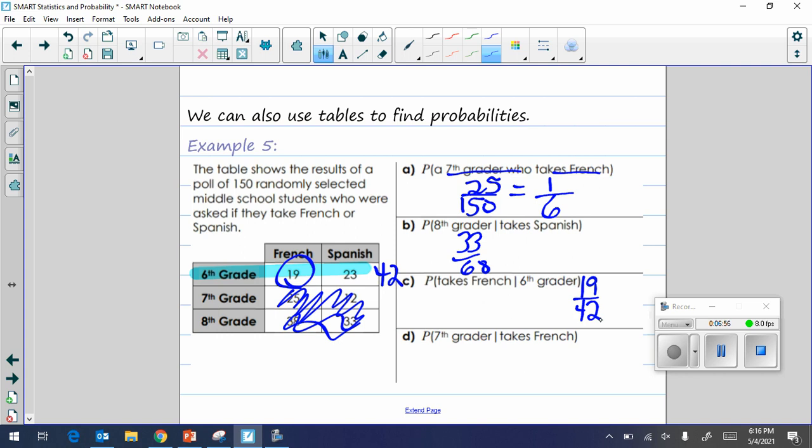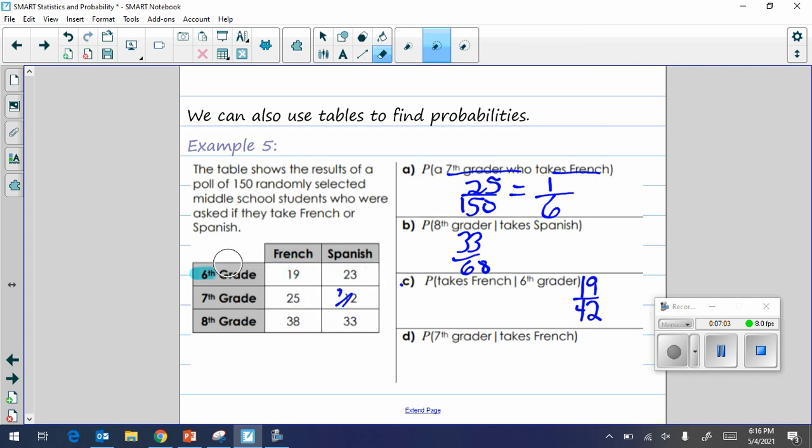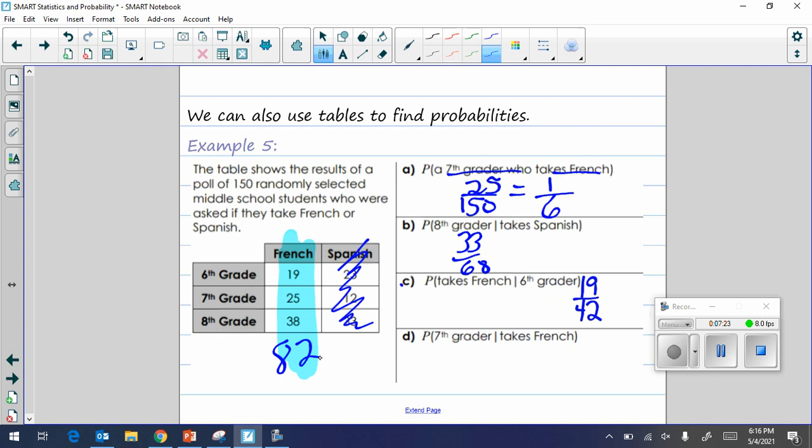So again, when it says given that it's a sixth grader, I'm only looking at the sixth graders. Now, seventh grader, given that they take French, I am going to just look at this column here. I am completely ignoring these guys. So I'm going to add up my 19 plus 25 plus 38, and this is just going to be out of 82. How many of those are seventh graders? That would be 25 out of 82.